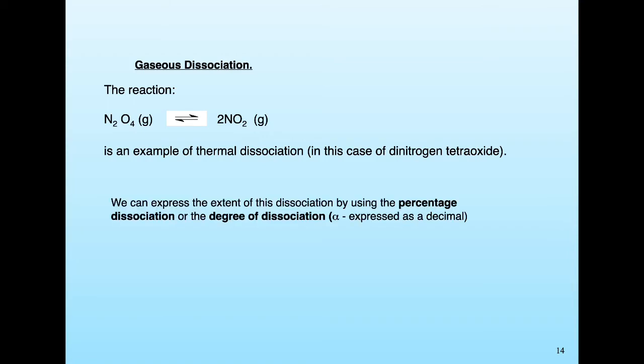We can express how far this dissociation takes place using alpha. The percentage dissociation or degree of dissociation is given as alpha, and alpha is expressed as a decimal. So if something was 1, it means it completely dissociates. If something's 0.5, it means half of the original mixture dissociates, etc.